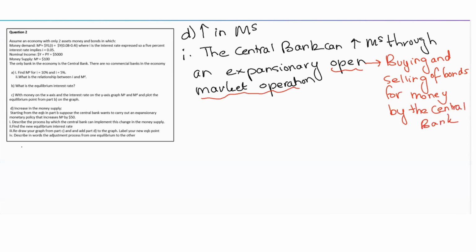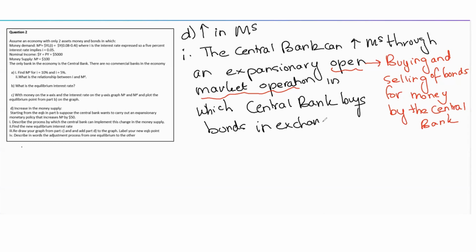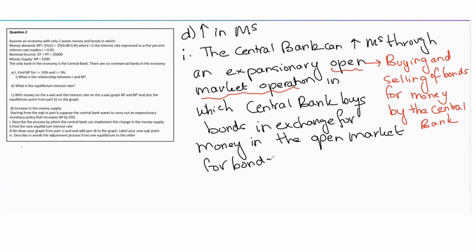So what does the central bank do in an expansionary open market operation? The central bank will buy bonds in exchange for money in the open market for bonds. Hence, it's known as an open market operation. In the open market for bonds, thus increasing the amount of money in circulation.